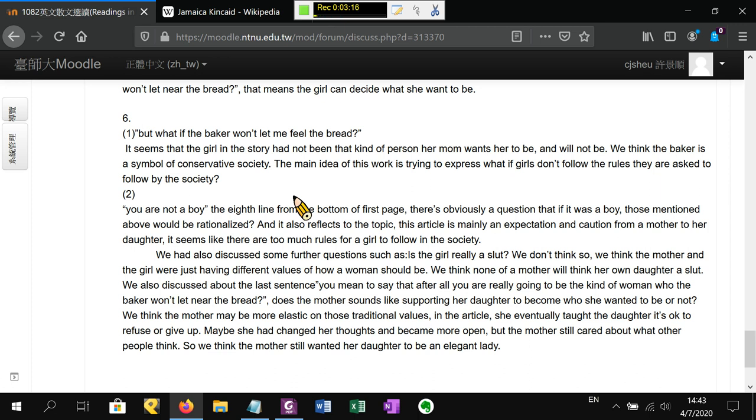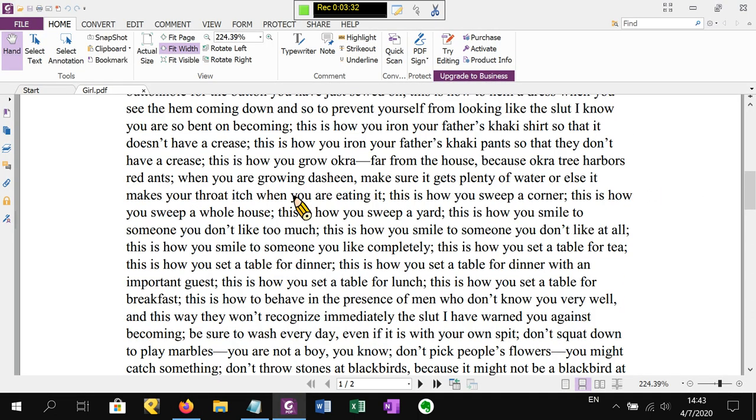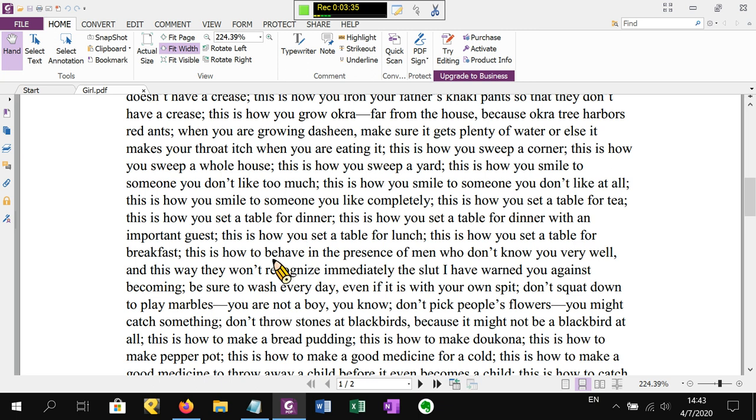it's worth pointing out that of the instructions that you see in the story, the ones that would still apply for boys and men are ones to do with interacting with women. So, for example, how to behave in the presence of men who don't know you very well. This kind of behavior, men should also behave differently in front of women who they don't know, women who they don't like, and women who they really don't like, this kind of thing. And you can think of this as a spread of the patriarchal logic controlling women into the sphere of men's actions as well.